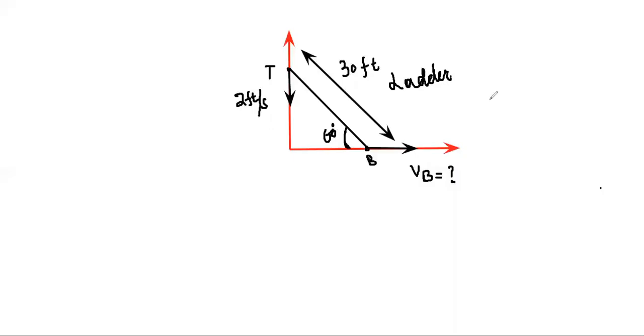Now we'll be solving this question. We have a ladder of length 30 feet, lying on the ground and subtending an angle of 60 degrees at point B. This ladder slips down. The velocity of point T is given to us, it's 2 feet per second, and we are asked to find the velocity of point B.